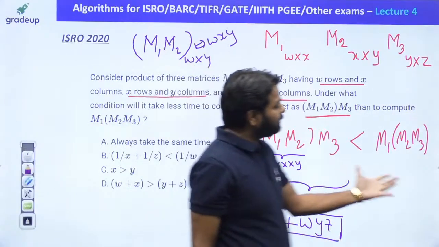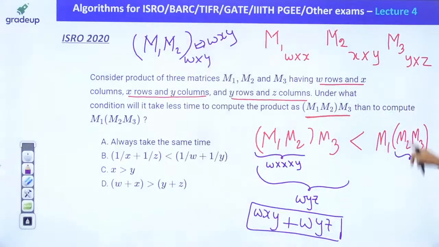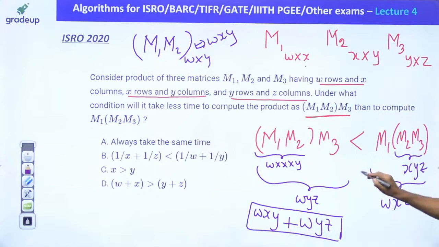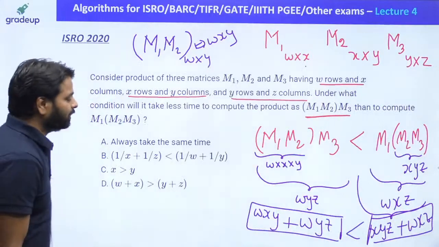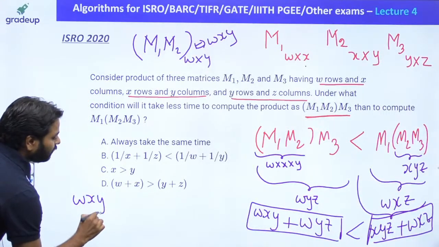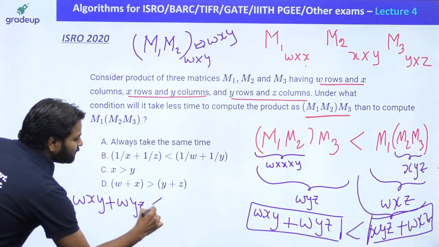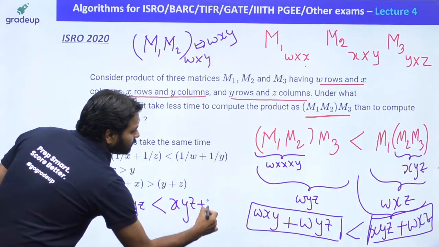That many are required for the first one, this side. And on this side, M2, M3 is first. To do this you require XYZ, but the order is XZ. Next, W cross X, X cross Z, then WXZ. So the total for this is XYZ multiplications plus WXZ. They have clearly given this less than this, and you just need to prove this matches one of the options. That is, WXY plus WYZ is less than XYZ plus WXZ.